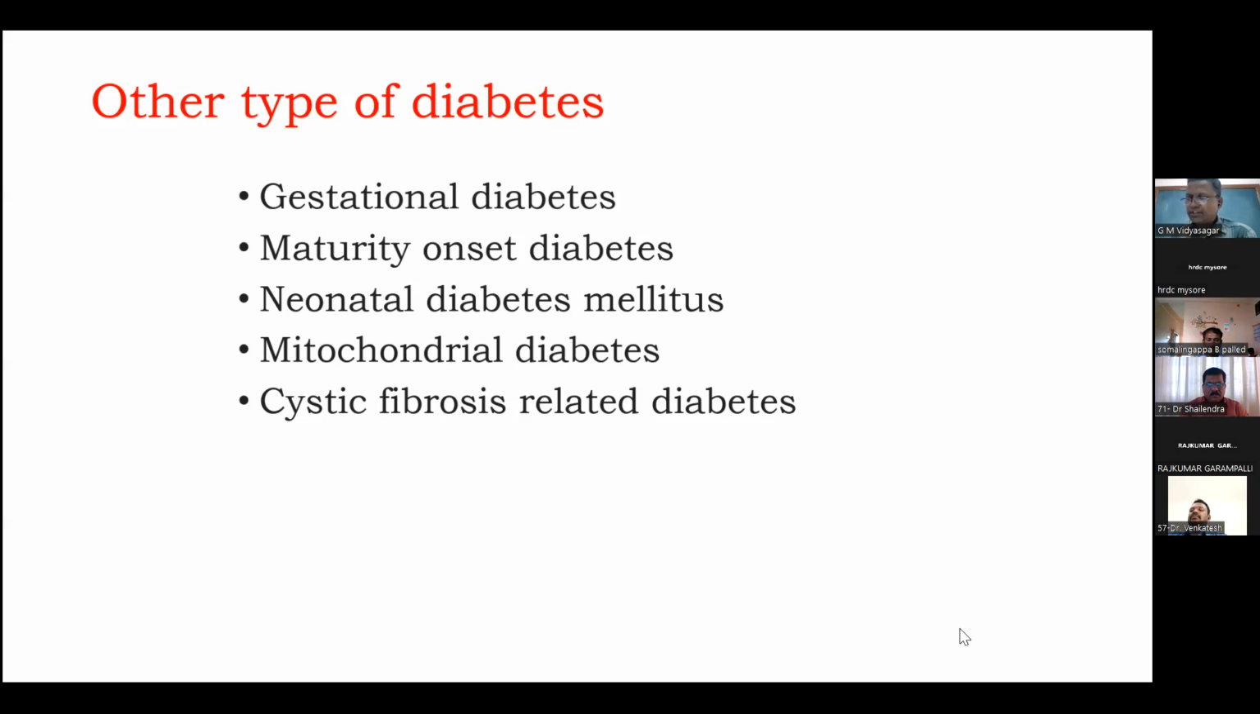The first one is associated with pregnancy. The second one is associated with a genetic defect in beta cell function. The third one is seen for a very short period in children. And the next one is associated with mitochondrial dysfunction, which results from non-autoimmune failures in the mitochondria. And the last one is due to insulin deficiency, but insulin resistance is also seen during the disease.